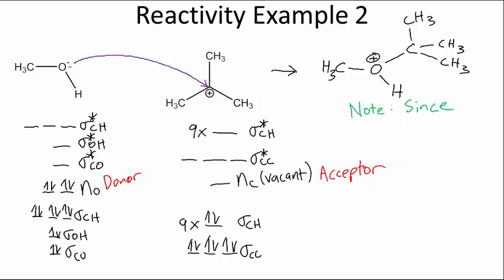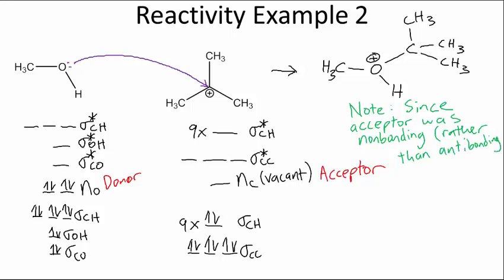One thing that sets this apart from a lot of the other examples we've seen is that the acceptor was non-bonding rather than anti-bonding. No bond needs to get broken. So all we did was form a bond. All right, we just predicted a reaction. Questions about that example? All right, let's do one more.